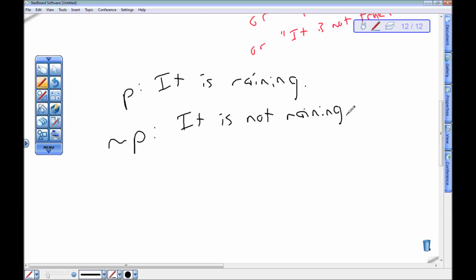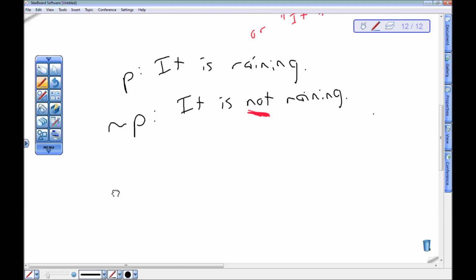We need to be careful here when we're negating, because it's tempting to say something like perhaps it is sunny, or it is not cloudy, or something. But we really need a statement that just says the exact opposite of the one that we had, makes the opposite assertion. Using the word not is almost always how we're going to get it done, because it's easy, right? It is raining, the negation of that, it is not raining.